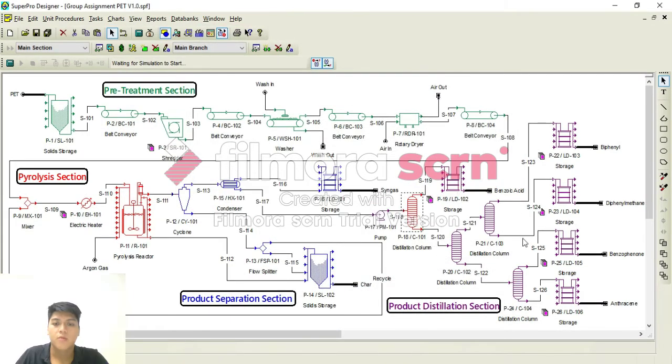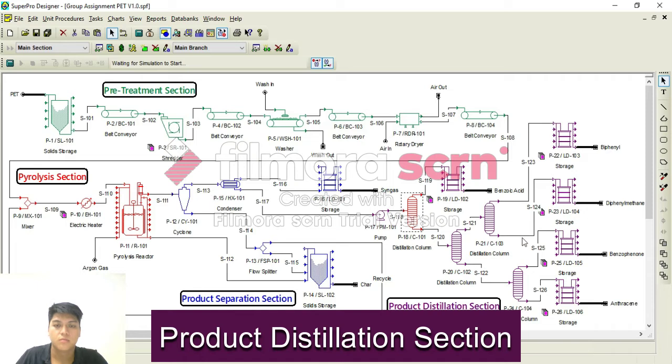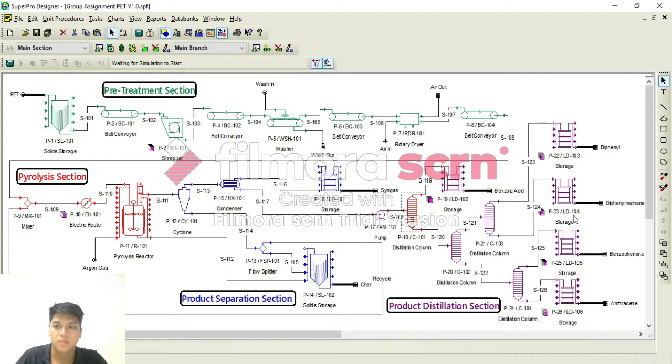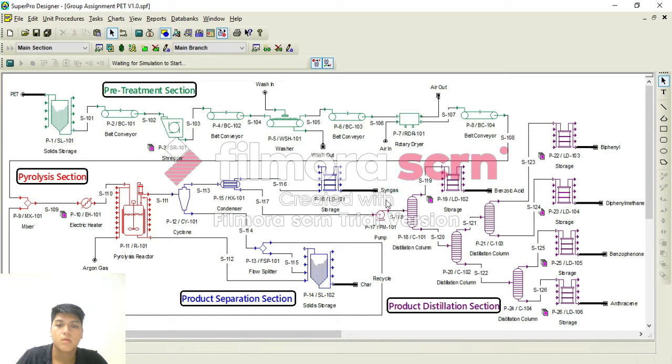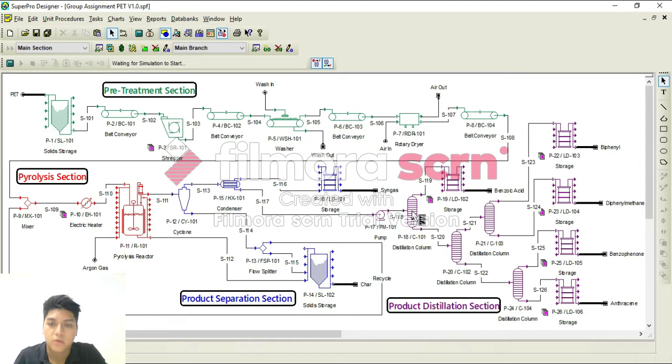I'm going to present the product distillation section. The purpose of product distillation is to obtain purified benzoic acid, biphenyl, diphenylmethane, benzophenone, and anthracene from the liquid pyrolysis oil. Liquid pyrolysis oil will first emerge as the liquid output of the condenser and enter a pump to increase the pressure by 100,000 Pascal. The liquid pyrolysis oil will then enter the first distillation column. In the first distillation column, the purpose is to obtain purified benzoic acid.